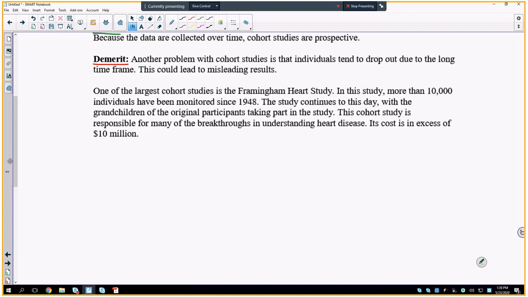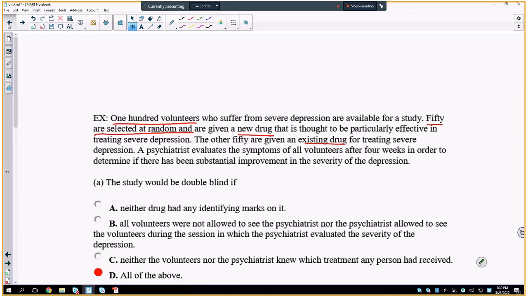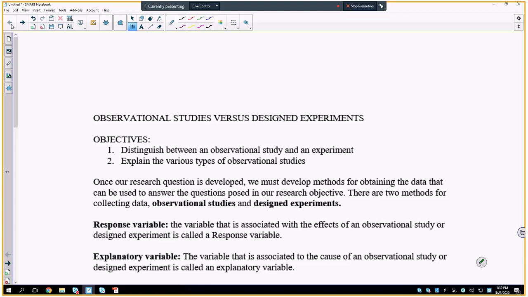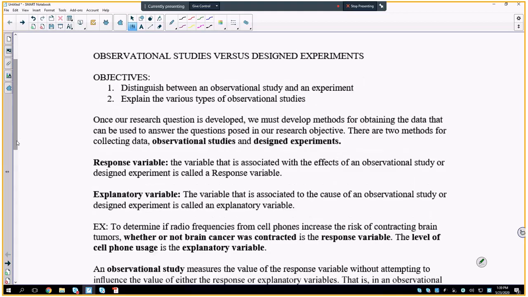So this is the end of this lecture, and as we said in the beginning, we had some objectives: to distinguish between observational study and experiment, and to explain the various types of observational studies and the various types of experiments. At least the basic types that we discussed here. So you'll ask yourself if you are now able to complete these objectives, and if not, there are 2 videos. Go back and watch the corresponding video.